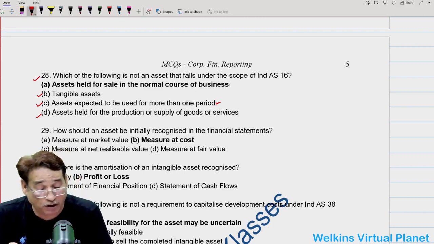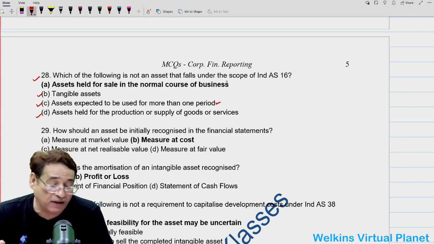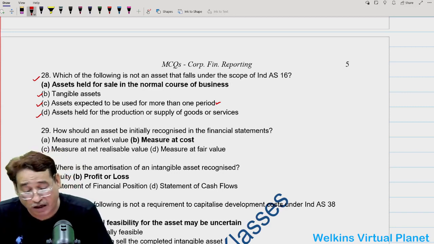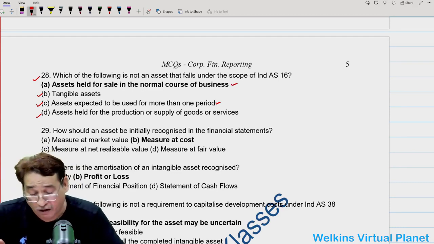That is not part of Ind AS 105. These assets held for sale in normal course of business are considered as part of what we call Ind AS 2. Is it clear to you? That is known as inventory. So your answer should be A in this particular case.